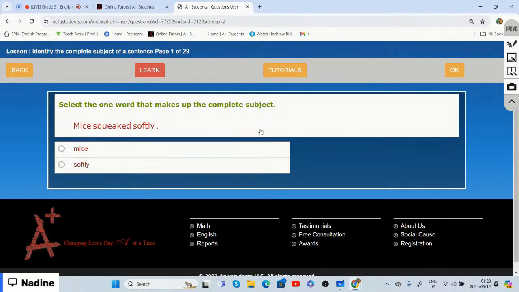And now we need to select one word that makes up the complete subject. It says mice squeaked softly. Mice squeaked softly. What is the subject within the sentence? Is it mice or is it softly?